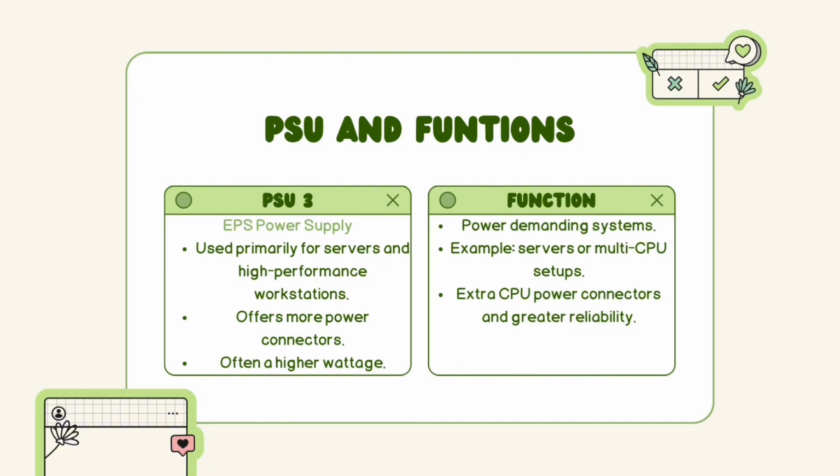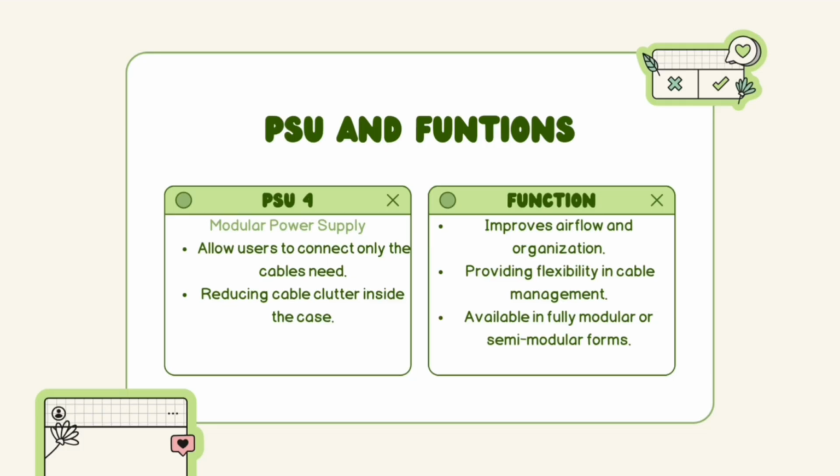Third, EPS power supply. EPS stands for entry-level power supplies. These are units that are used primarily for servers and high-performance workstations, and they also offer more power connectors than an ATX supply and often a higher wattage. Their function is to power demanding systems like servers or multi-CPU setups, with extra CPU power connectors and greater reliability. Last but not least, modular power supply.